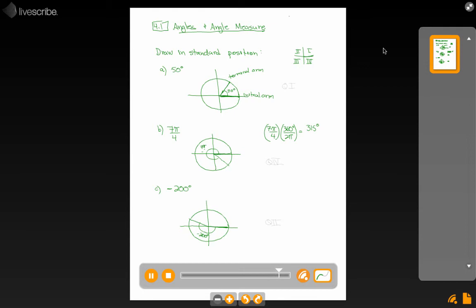So just to review real quick which quadrants these terminal arms ended in, because that sometimes will be a question. 50 degrees terminated in quadrant 1. 7 pi over 4 radians terminated in quadrant 4, and -200 degrees terminated in quadrant 2.